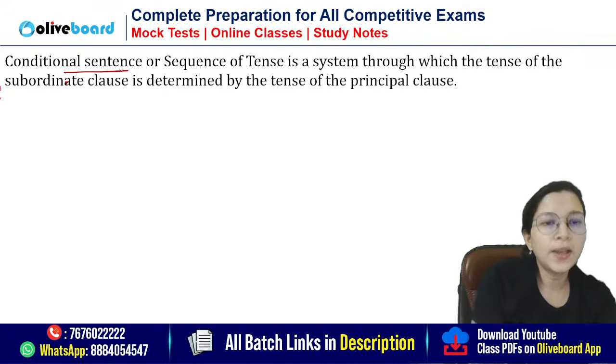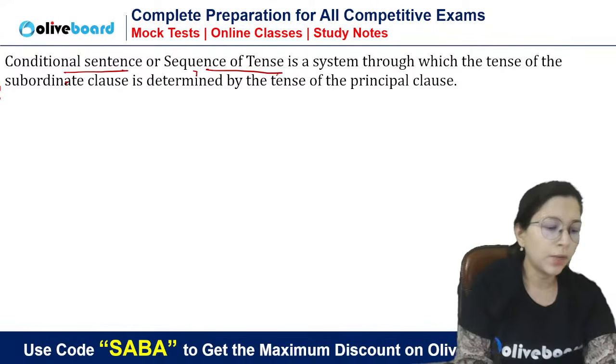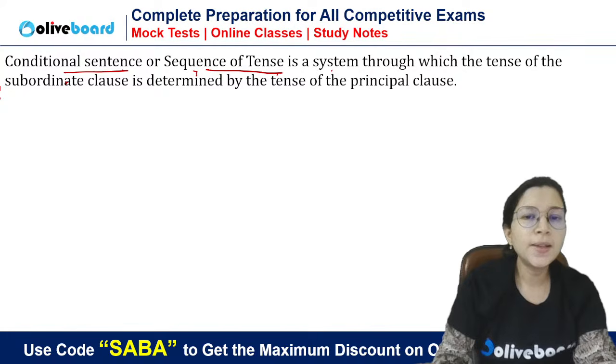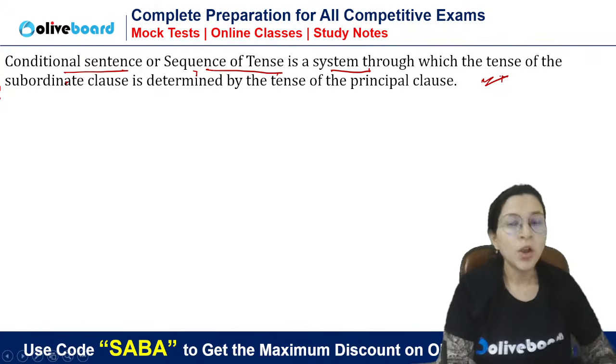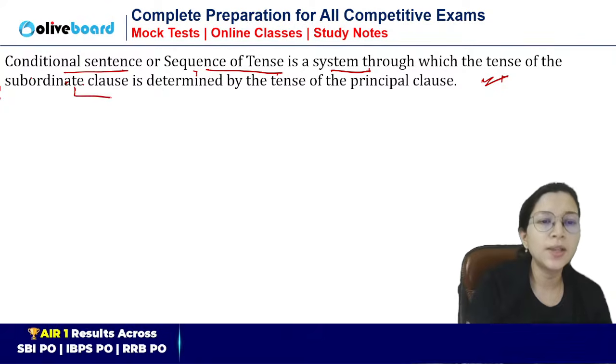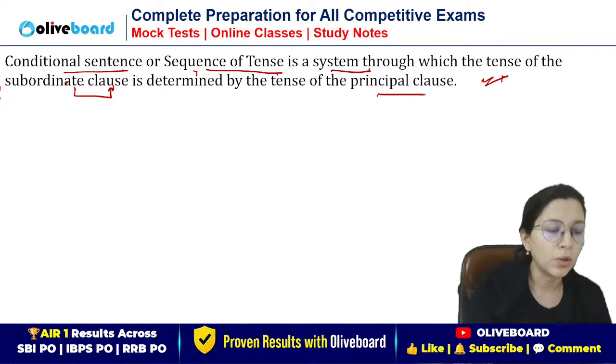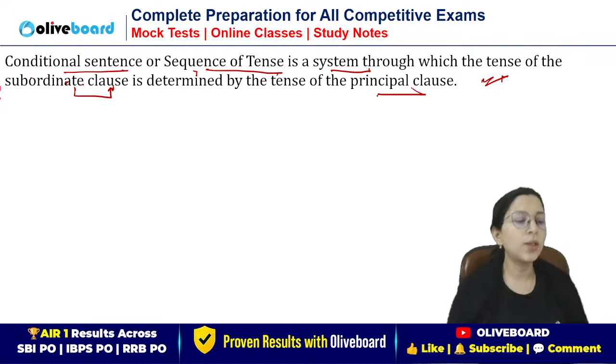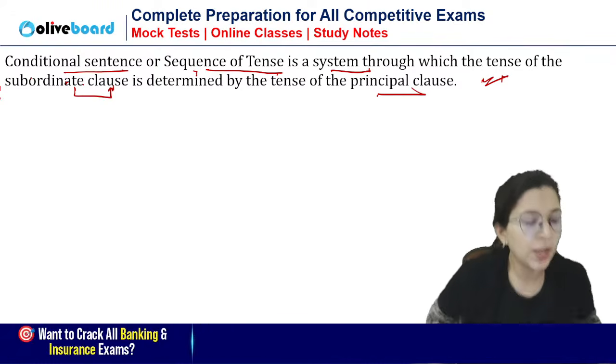Now listen to me. Conditional sentence or sequence of tense, whatever you call it, is a system through which the tense, actually it is a part of tense only, the tense of the subordinate clause is determined by the tense of the principal clause. First of all, you have to understand this, that sequence of tenses we apply.